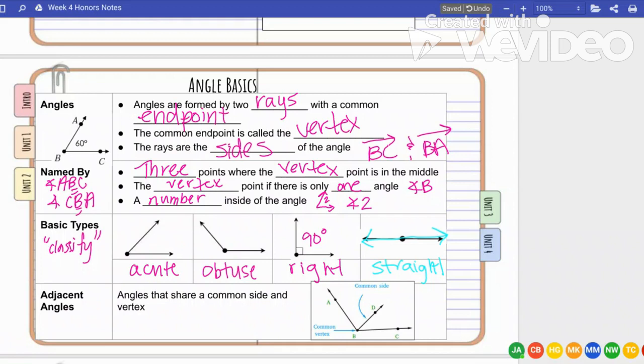Adjacent angles have a common side. So in this case, we have two angles here. We have angle 1 and angle 2. They're adjacent because they share side BD.